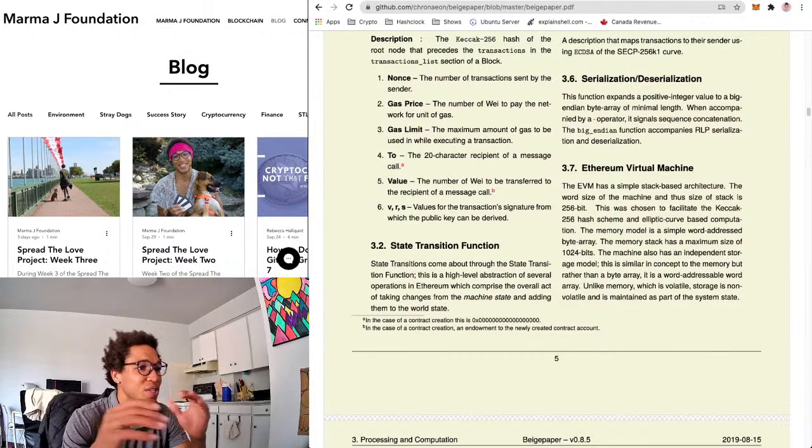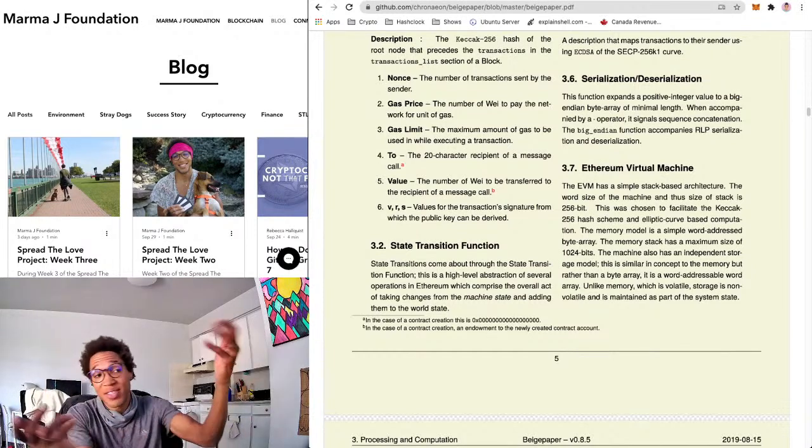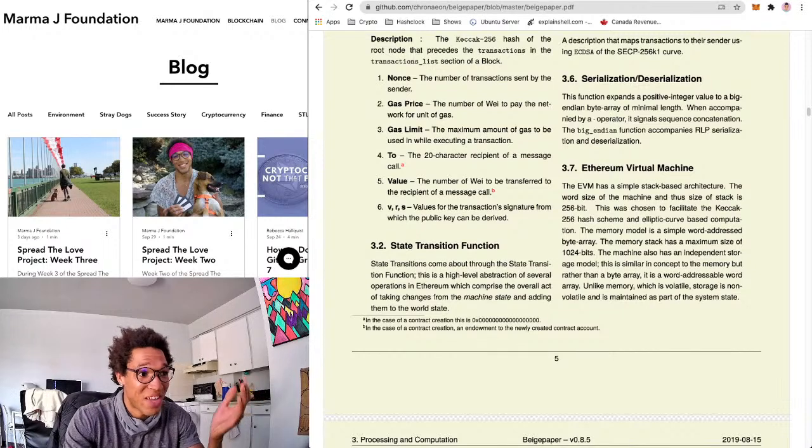State transition function. State transitions come through the state transition function. This is a high-level abstraction of several operations in Ethereum which comprise the overall act of taking changes from the machine state and adding to the world state. So I guess this is where you have that state.